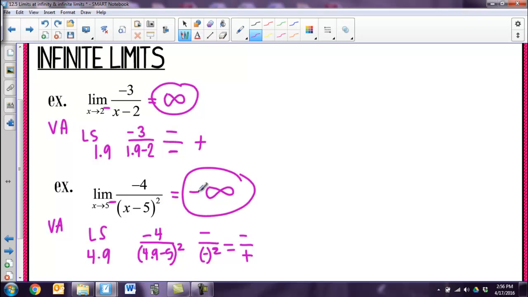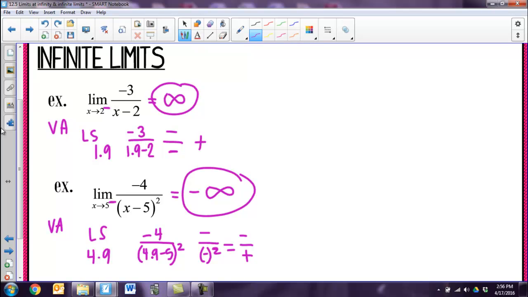So that's all you've got to do if you have an infinite limit. If you're looking at a vertical asymptote and you're trying to determine where that branch is going from the left or the right side, just plug in a number that's close to the number on either the right or the left and determine, is the sign going to be positive or negative, and just put that sign in front of infinity. Again, you've got a 50-50 chance of getting those questions right.